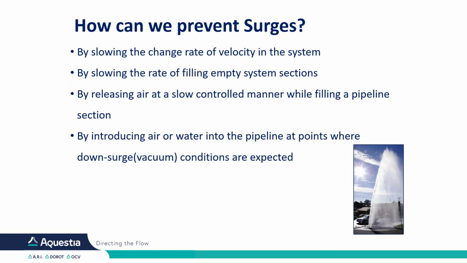By slowing the change rate of velocity in the system, by slowing the rate of filling empty system sections, okay? When the velocity is high, the delta H, the head, the pressure will be very high. By releasing air in a slow controlled manner while filling a pipeline section, and to avoid the downsurge, by introducing air or water into the pipeline at points where downsurge vacuum conditions are expected.